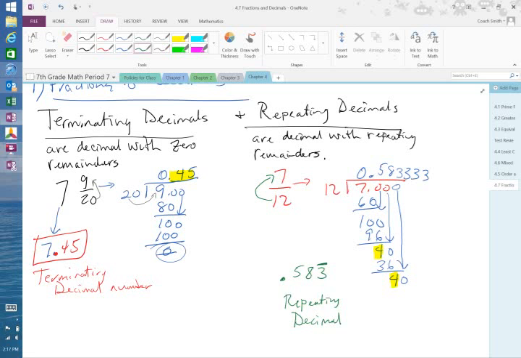If you don't stop, then you'll be doing that for the rest of your life. Because it's going to repeat and repeat and repeat. You'd have to do that your whole life. When you figure out which number repeats, then put a bar over it, just like the example I did.